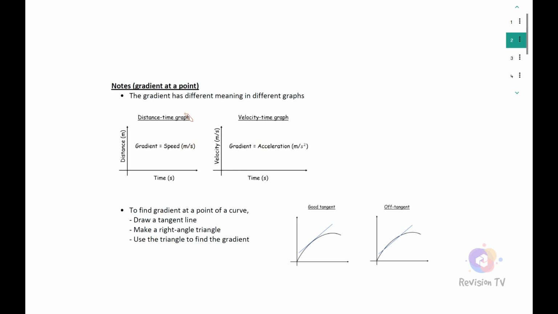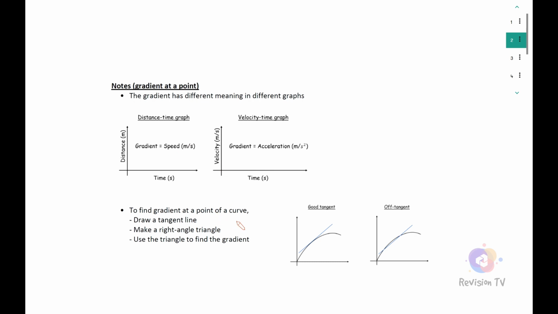If you forget them, what you can do is just do the unit of the y-axis divided by the unit of the x-axis. For example, for the distance-time graph, the unit for the y-axis is meters divided by seconds. m divided by s is m over s, which is the unit for speed. That's one way you can remember it. Certainly that's one way I remember it myself.